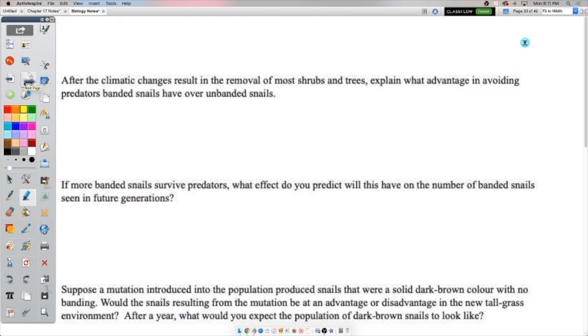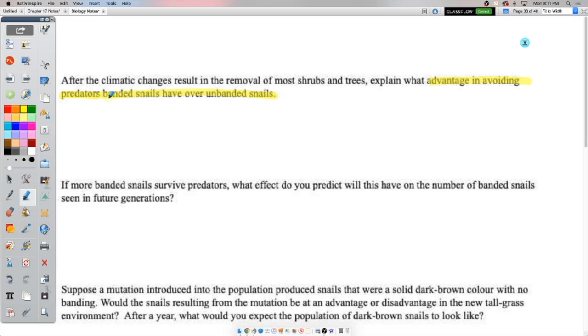Interesting. Okay, so after the climatic changes result in the removal of most shrubs and trees, explain what advantage in avoiding predators banded snails have over unbanded snails. So why would snails with light bands on them now do better against predators than ones without them? Well, if they have light bands, they kind of appear lighter, right? If they have fewer bands, then the darker part of their shell dominates and they're going to look darker. So before it seemed like it was good to not have that many bands. Now it seems like it's good to have more bands. What changed here? You got to think a bit about the environment changing.